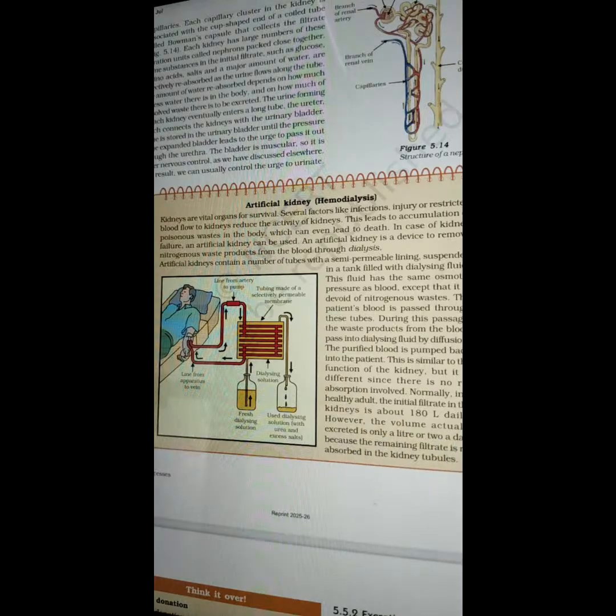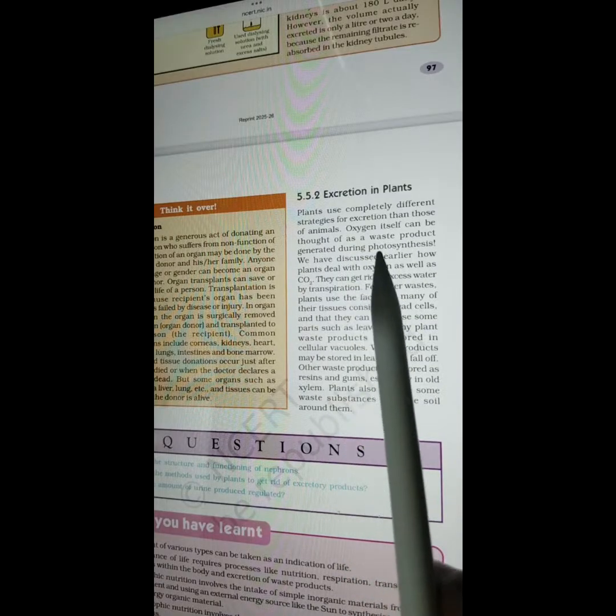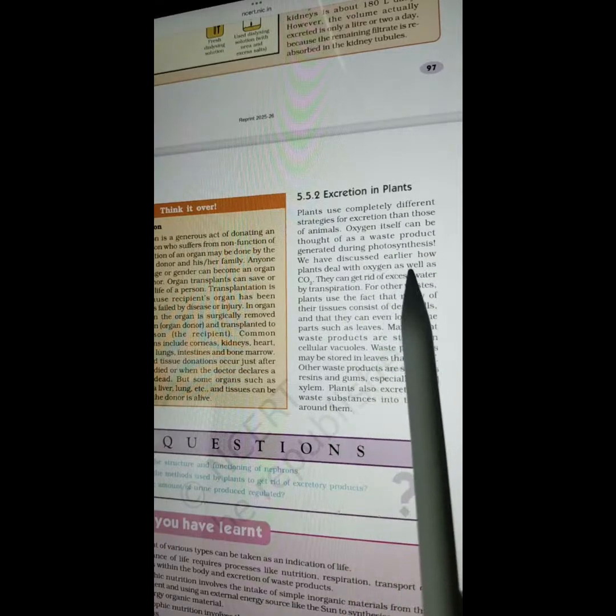However, the volume actually excreted is only a liter or two in a day because the remaining fluid is reabsorbed in the kidney tubules. Last topic of this excretion part, 5.5.2, excretion in plants. Plants usually use completely different strategies for excretion than those of animals. Oxygen itself can be thought of as a waste product generated through photosynthesis. We have discussed earlier how plants deal with oxygen as well as CO2.